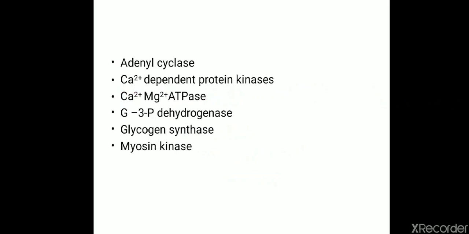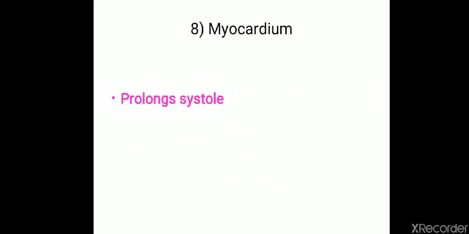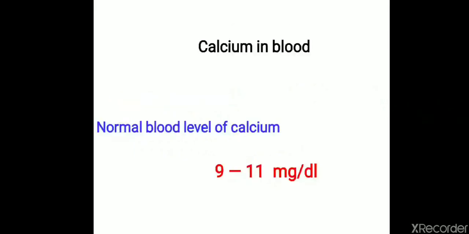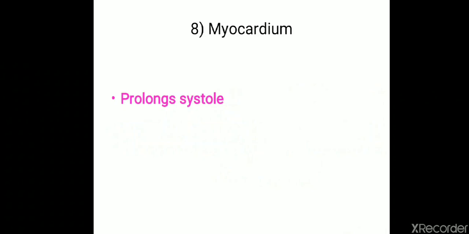These are the enzymes which require calcium for their activity: adenyl cyclase, calcium dependent protein kinase, calcium magnesium ATPase, glyceraldehyde 3-phosphate dehydrogenase, glycogen synthase and myosin kinase. These are the calcium dependent enzymes. Concerning the myocardium, calcium prolongs the myocardial contraction, that is, it prolongs the systole. So these are the different biochemical roles of calcium.